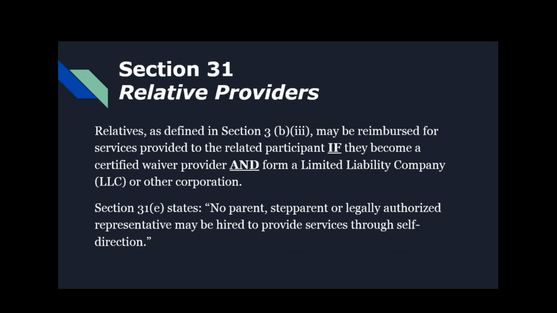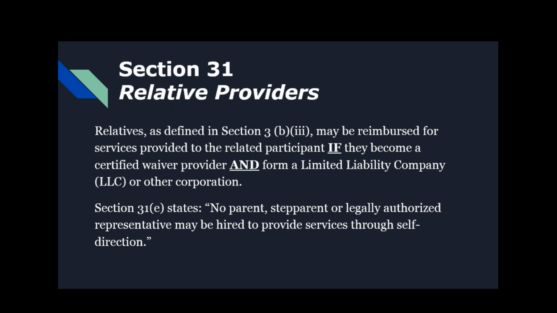The definition for the new relative rules, or a definition of a relative in the new rules, can be found in Section 3 of Chapter 45 if you have additional questions. Relatives as defined in Section 3 may be reimbursed for services provided to the related participant if they become a certified waiver provider and they form a limited liability company, LLC, or other corporation.